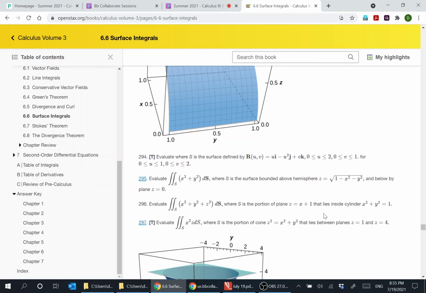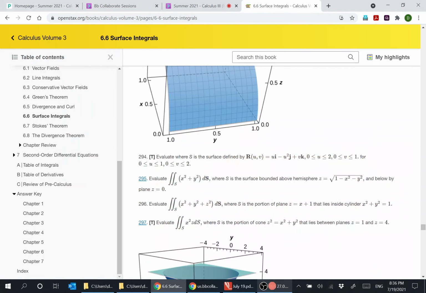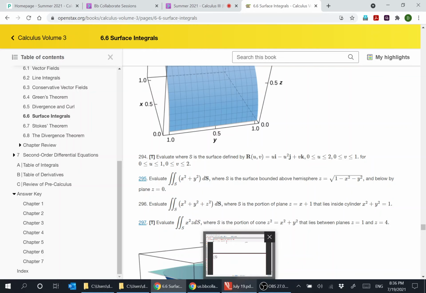So again, the portion of a plane inside a cylinder. But this again is not the vector integral, this is the scalar surface integral. So evaluate the integral of x squared plus y squared plus z squared dS, where S is the portion of the plane z equals x plus 1 that lies inside the cylinder x squared plus y squared equals 1. All right.